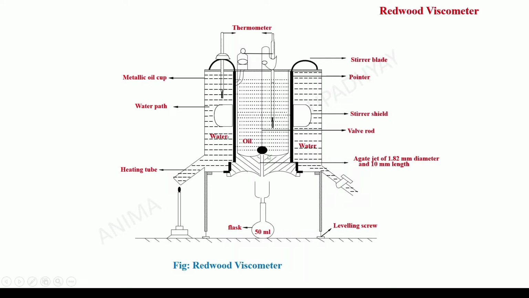There is a small opening at the bottom of this brass cup into which fits the small ball lined with silver attached to a spring, so that we can raise this ball and open this opening, which is fitted with an agate jet, and the orifice of this jet is around 1.82 millimeter in diameter, and the length of this agate jet is 10 millimeter.